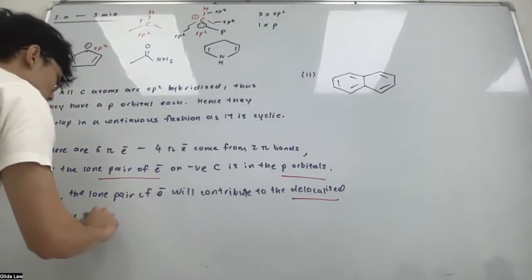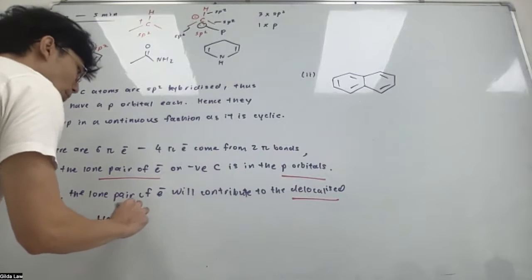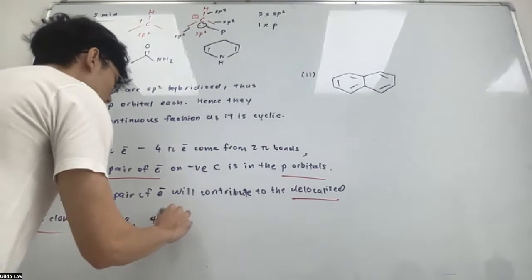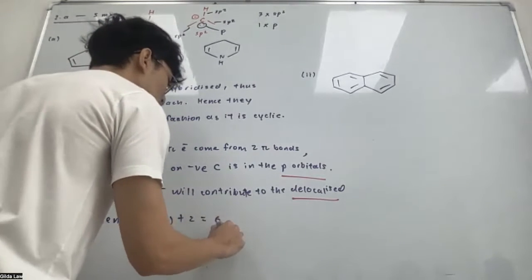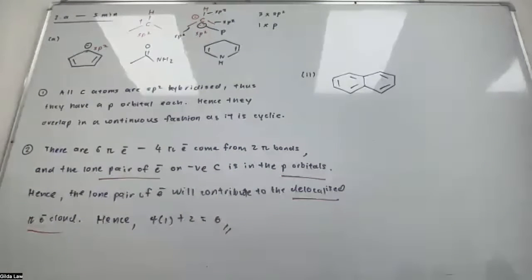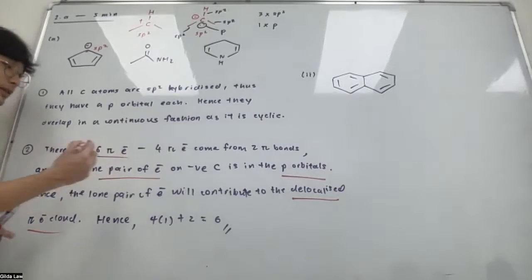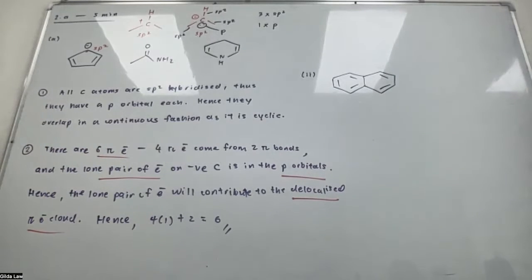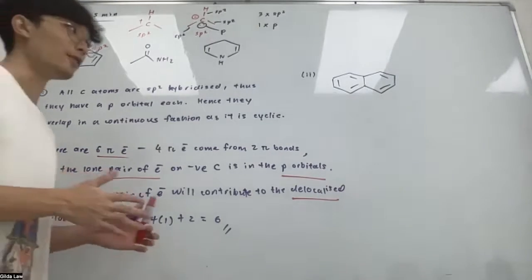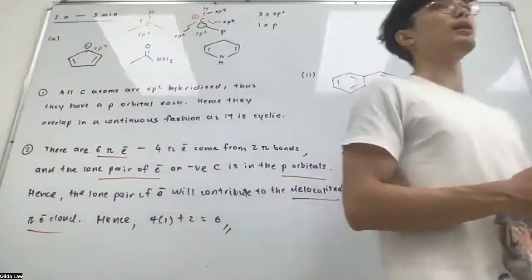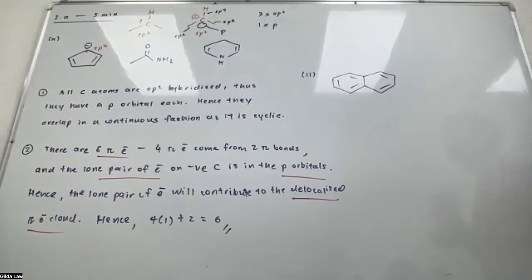Last but not least, you can just bring in your 4n plus 2 formula, right? So 4 times 1 plus 2 gives me 6 pi electrons. You can add that in also, but it probably won't give you much credit. The credit comes in with the red color words and your 6 pi electrons, basically. Okay with this? So this second part over here is not as easy to explain, as you can see, right?